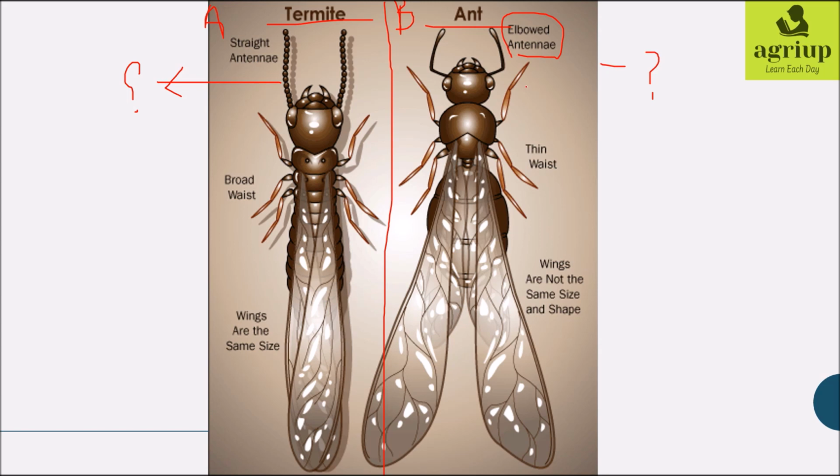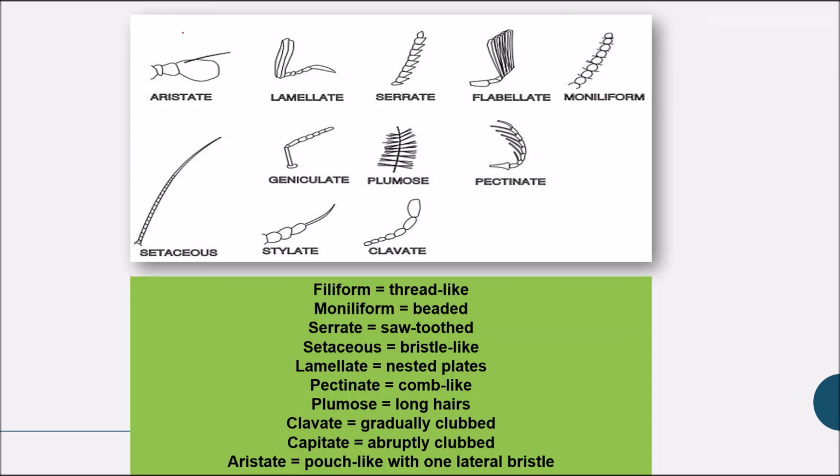Okay. Now, also, just to give you a glimpse back again, you can take a snap of it. Aristate, lamellate, serrate, flabellate, moniliform, pectinate, plumose, geniculate, setaceous, stylate, and clavate. These are all the different types of antenna. We'll go back again once more.